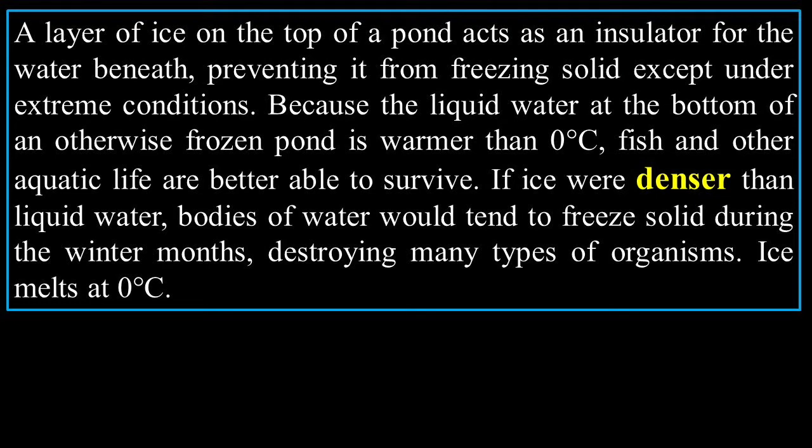A layer of ice on top of a pond acts as an insulator for water beneath, preventing it from freezing solid except under extreme conditions. Because the liquid water at the bottom of an otherwise frozen pond is warmer than 0 degrees Celsius, fish and other aquatic life are better able to survive. If the ice were denser than liquid water, bodies of water would tend to freeze solid during the winter months, destroying many types of organisms. Ice melts at 0 degrees Celsius, of course.